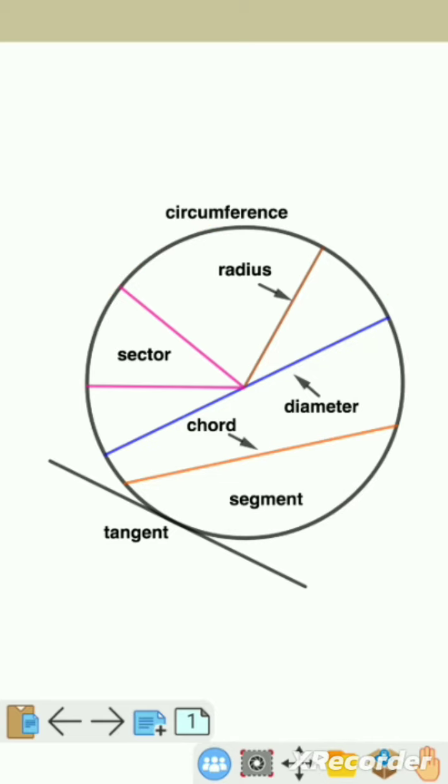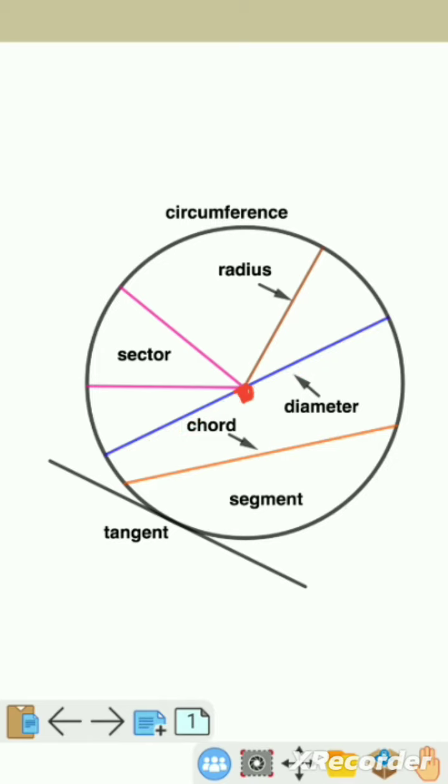Next, let's have a look at the diameter. So diameter is a line segment which passes through the center and ends with endpoints on the circumference of a circle. So you can see there's a line which passes exactly through the center of the circle, and that is the longest line segment in a circle, the diameter.